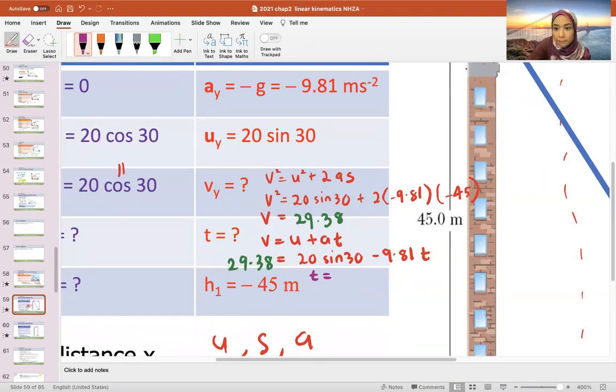Okay. So what do we get for the T? Divided by 20 sine 30. Yes, 20 minus 20 sine 30, divided by 9.81 times negative 45. How much? Sorry, how much again?